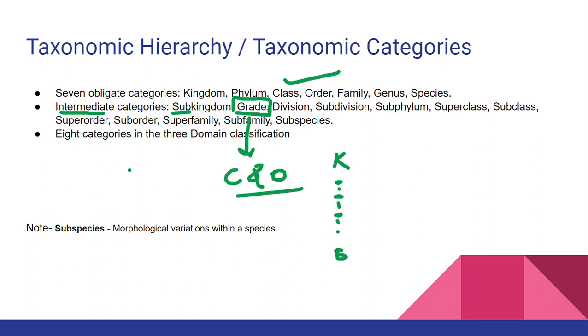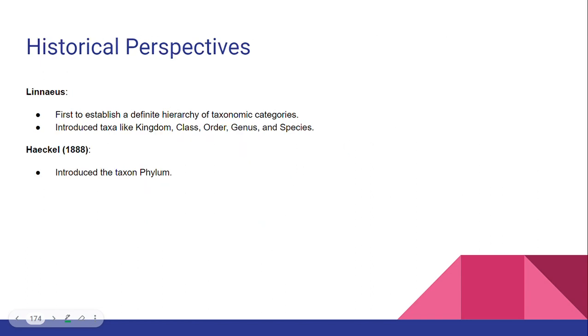8 categories. Now as we add domain to the classification system, what happened? Instead of 7 categories, it becomes 8 categories, right? Now about the subspecies, we will read it in the upcoming slides. What is the historical perspective about this? Linnaeus is the one who first established a definite hierarchy for the taxonomic categories.